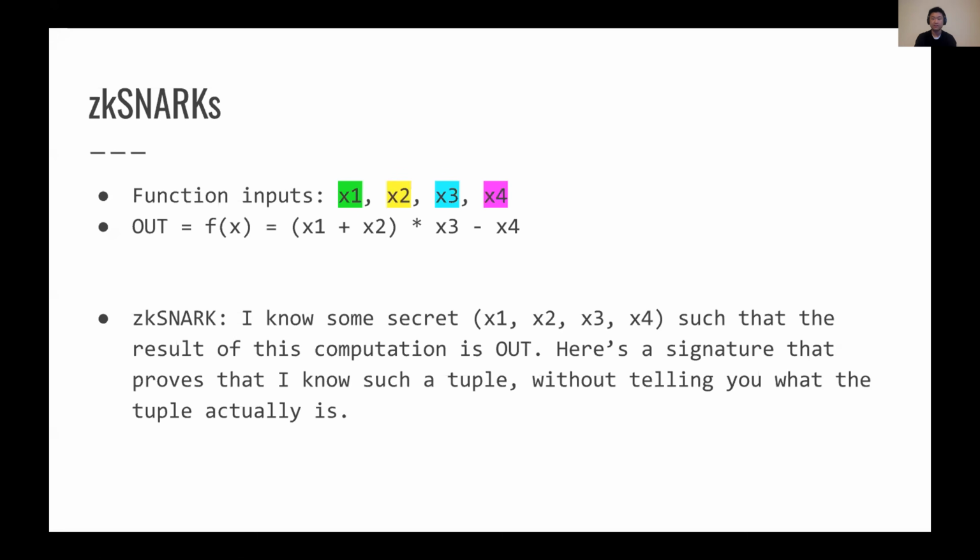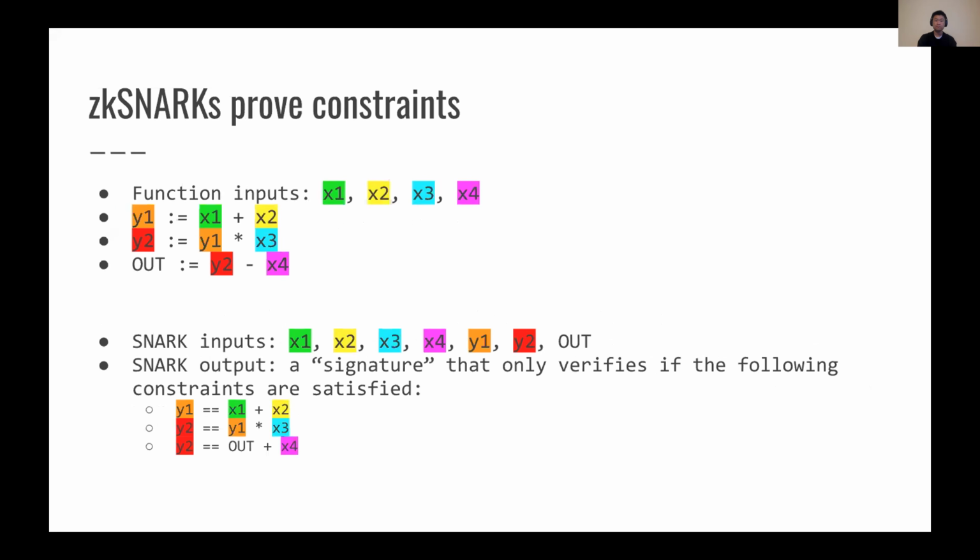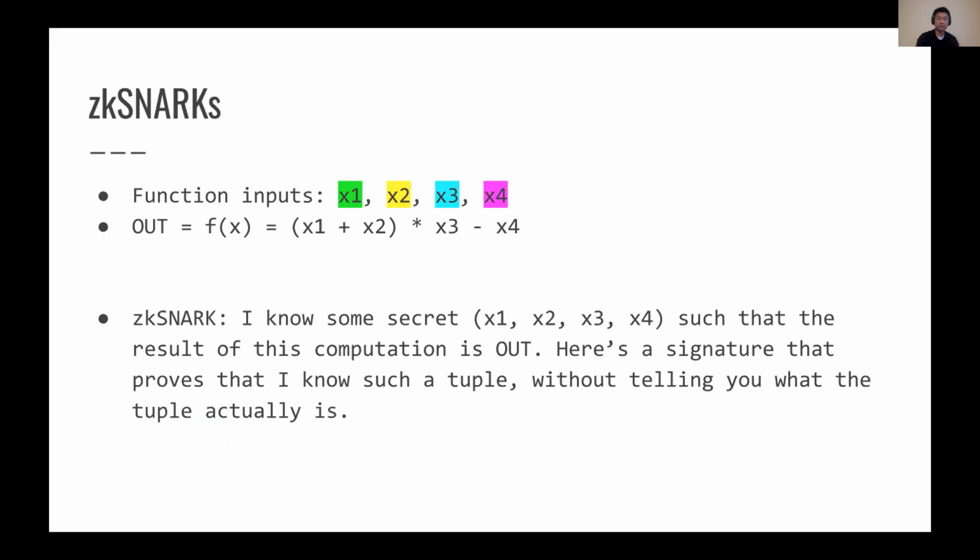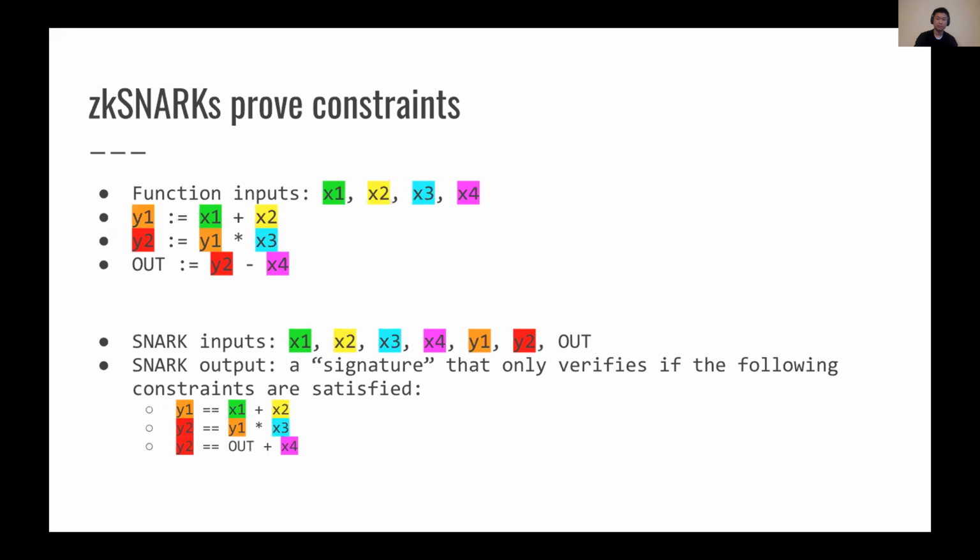The important thing is that the verification of the signature takes constant time. So more specifically, what zkSNARKs are doing is that they're proving constraints on what you can think of as the computation graph associated with this function. So, in this previous example, we have this function f of x equals x1 plus x2 times x3 minus x4.